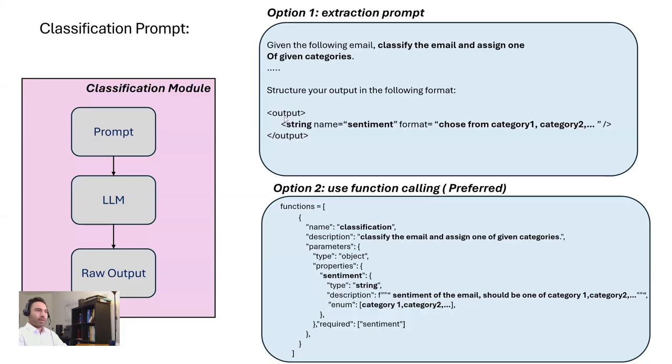Another way to do the extraction and classification is to use function calling, which I prefer. For function calling, you can see on the right that there is a different type of prompt you need to provide to the LLM. You need to provide a structured prompt, in JSON format, explaining what you want the LLM to do, and give it some details about the function, which I'm going to explain more in the next slide.